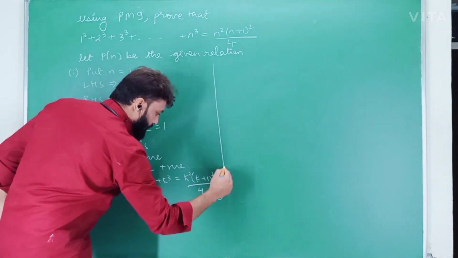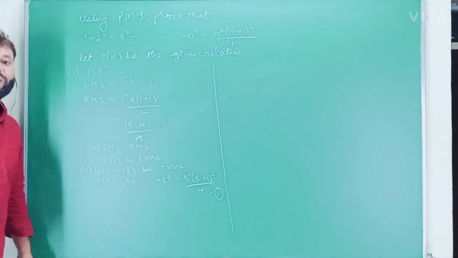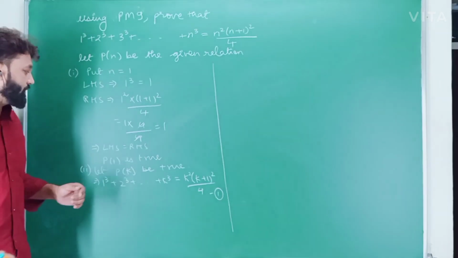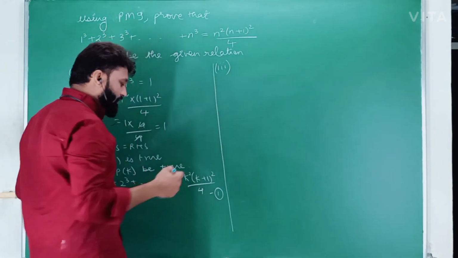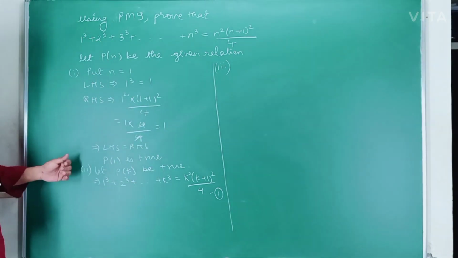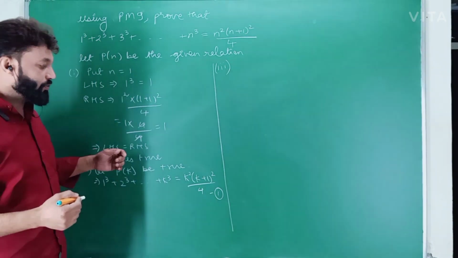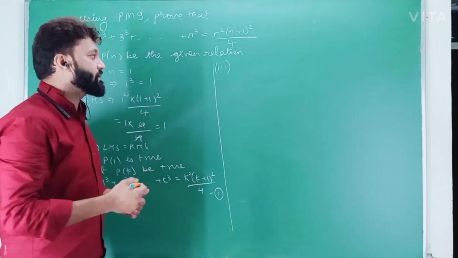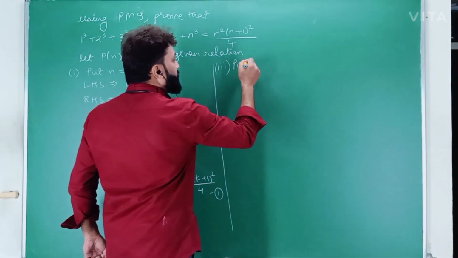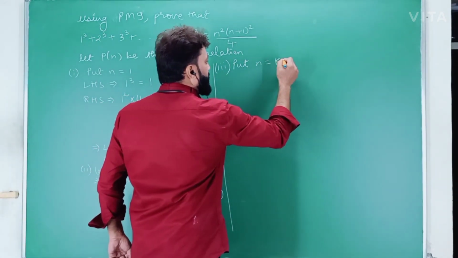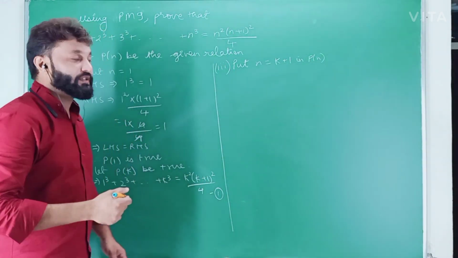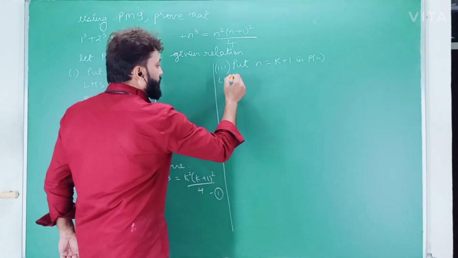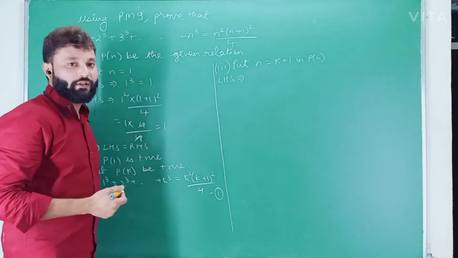Now, the most important step of induction, the third step. The third step is the proving step. That is, by the help of this equation, by the help of P(k), we need to prove it true for n equal to k + 1. So now this is a proving step. Put n equals k + 1 in Pn. Now because this is a proving step, we need to solve LHS and RHS separately.